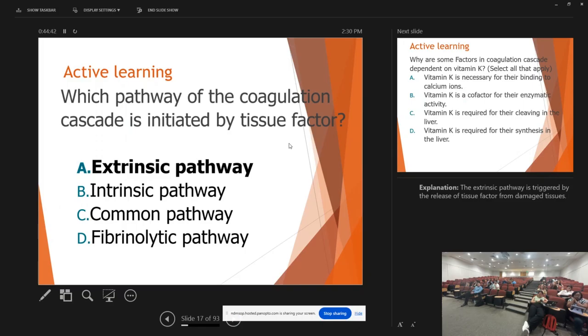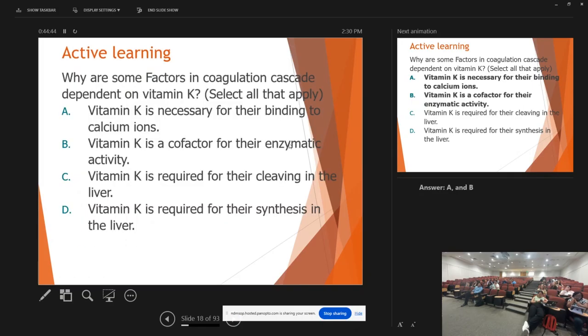Tissue factor goes extrinsic pathway. So the second question, who is going to volunteer? Me. Okay. Why are some factors in the coagulation cascade dependent on vitamin K? Okay, this is a select all that apply question. I hadn't realized that. See, this is something you got caught on. I know in the exam you will do the same thing. I won't, I'll be very careful. A lot of our students think that, and that was specifically put there to wake you up.